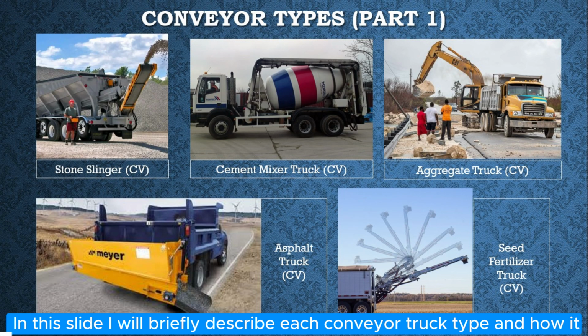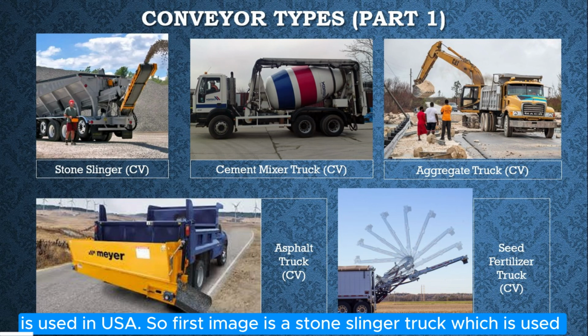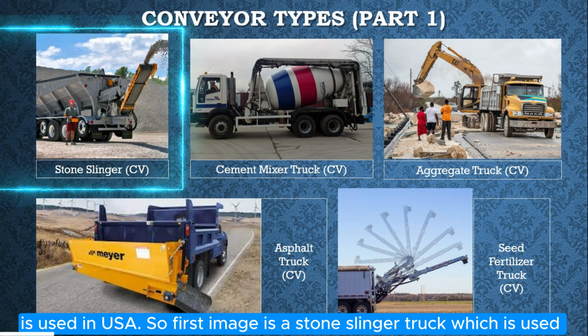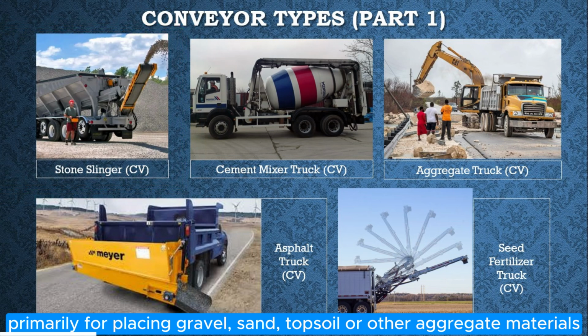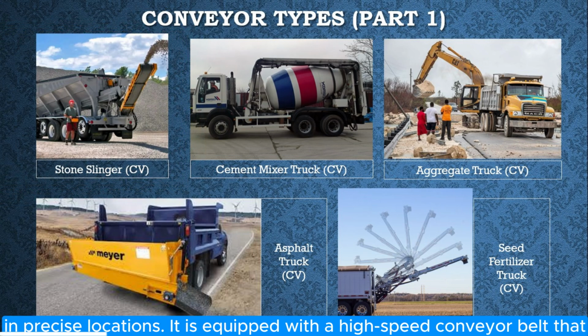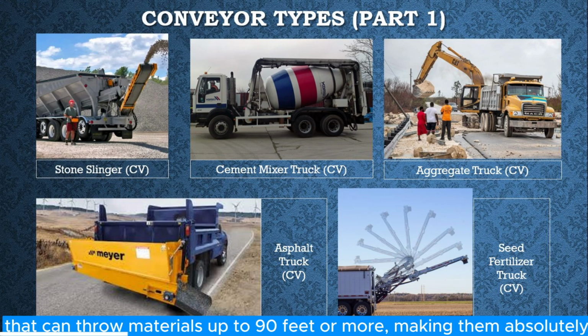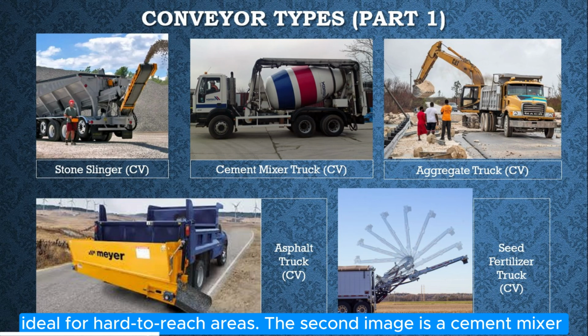In this slide, I will briefly describe each conveyor truck type and how it is used in the USA. So, the first image is a stone slinger truck, which is used primarily for placing gravel, sand, topsoil, or other aggregate materials in precise locations. It is equipped with a high-speed conveyor belt that can throw materials up to 90 feet or more, making them absolutely ideal for hard-to-reach areas.